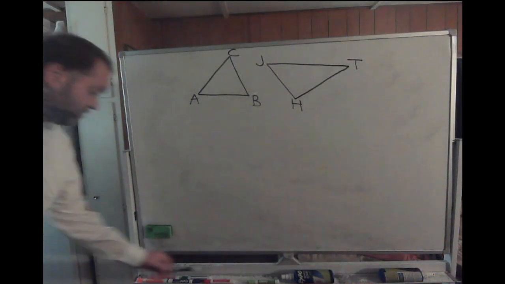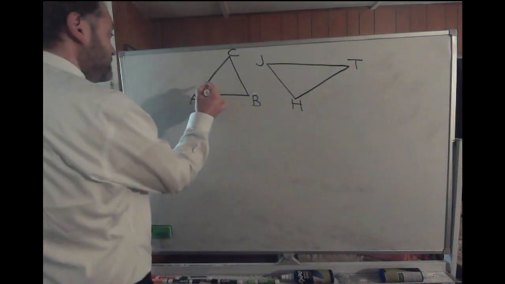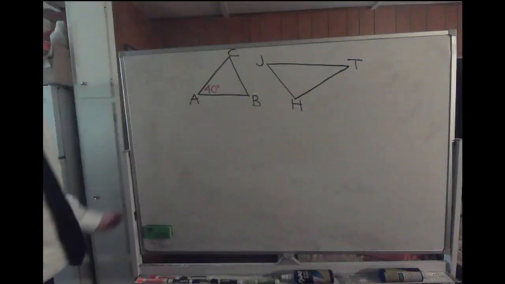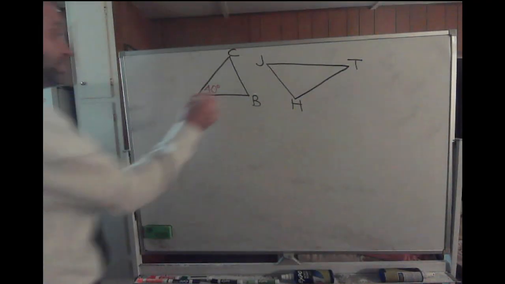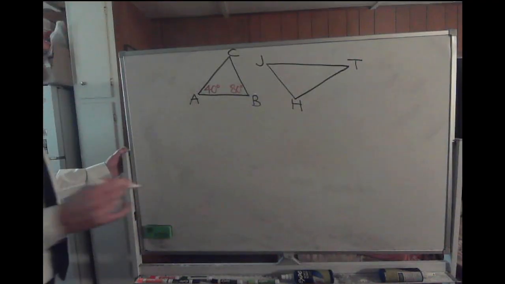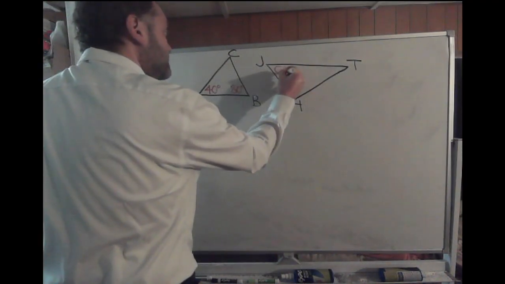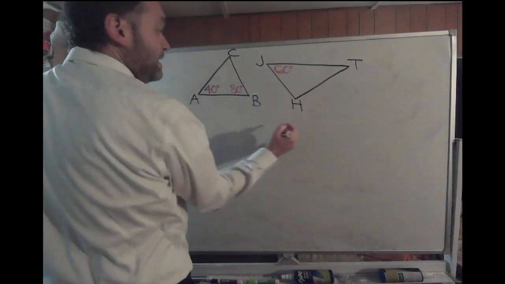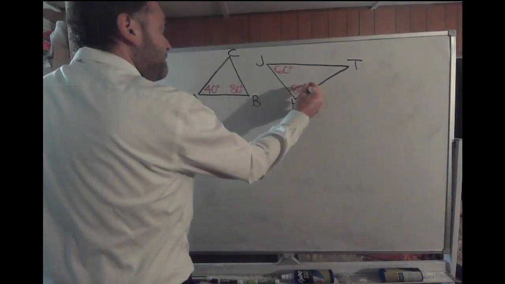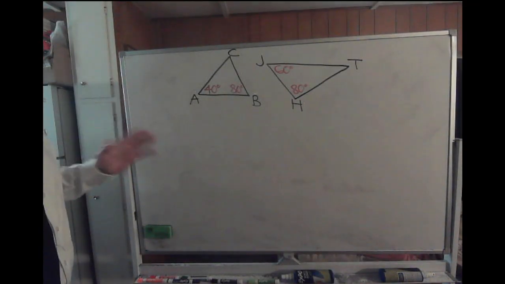All right, so we have two triangles here. Angle A is 40. Angle B is 80. Now let's see here. Angle J in this triangle is 60. Angle H in this triangle is 80. Well, we don't know anything about the sides, but we know stuff about angles.